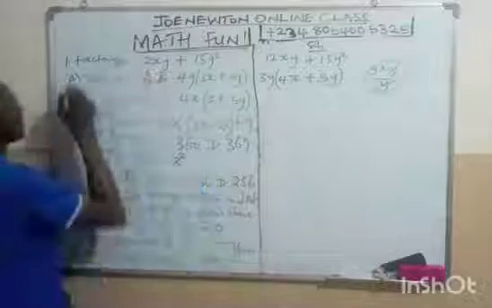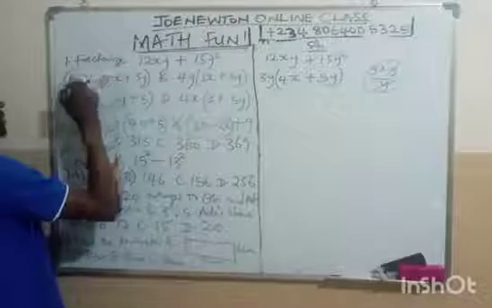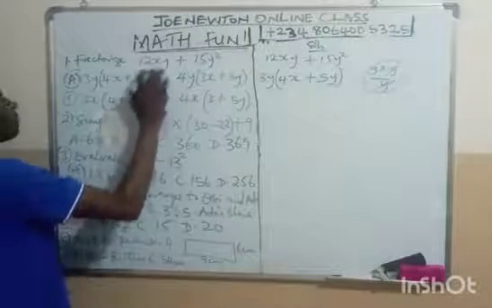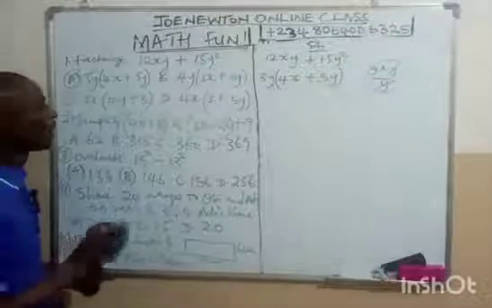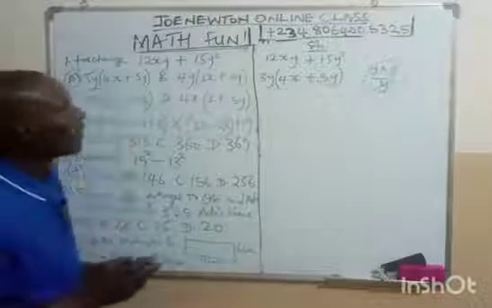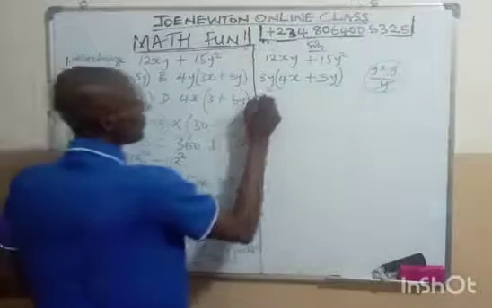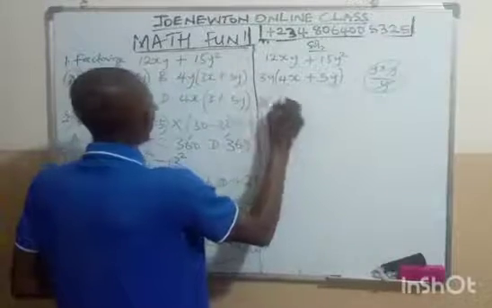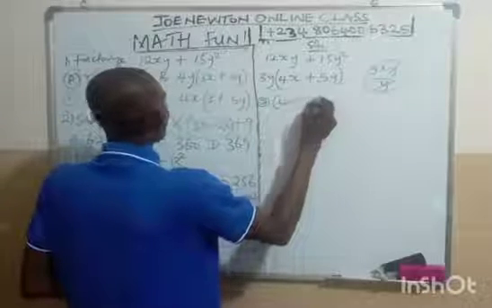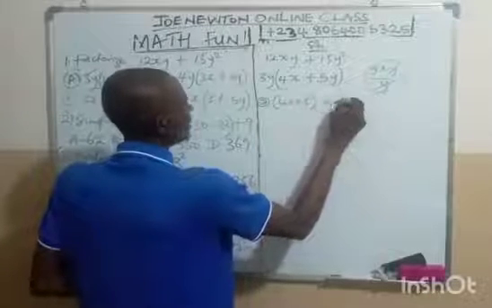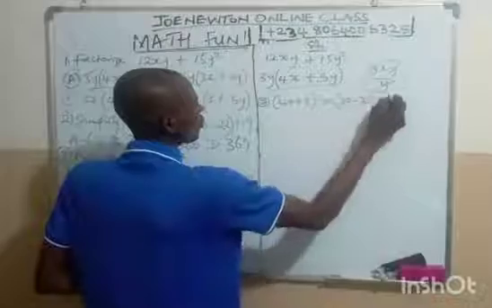Go to the options. That's option A. That's our answer. Then for number 2. Number 2 says simplify. We are given 40 plus 5 times 30 minus 22 plus 9.